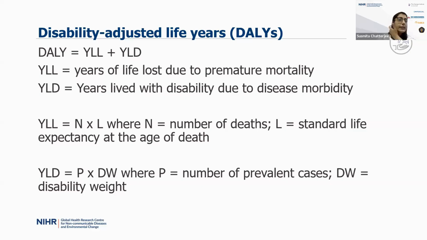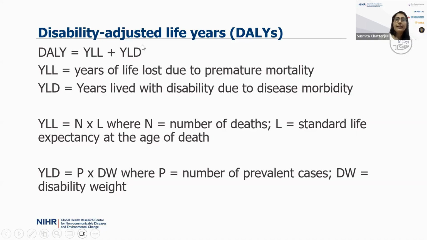So when you are calculating the DALY, your YLL is the formula N multiplied by L, where N is the number of deaths and L is the standardized life expectancy at the age of death. This is what I'm trying to say: at the age of 10, my life expectancy was 70, so I am losing 60 years, okay? And then YLD is the number of cases, like the number of polio cases in my example, and DW is the disability weight.